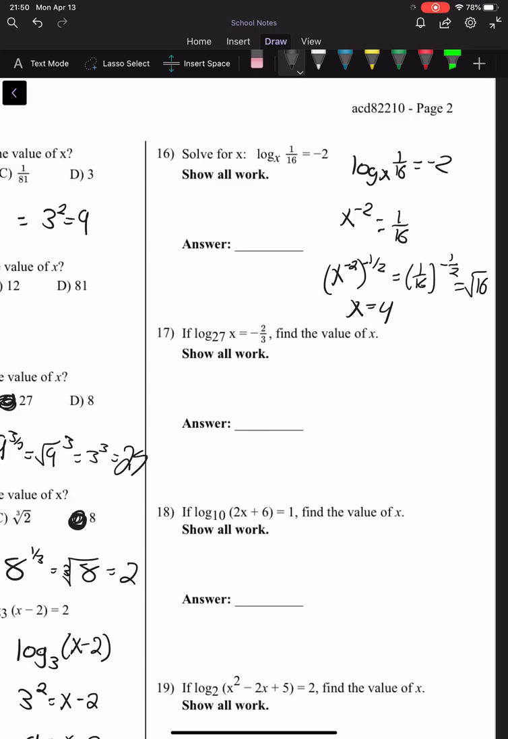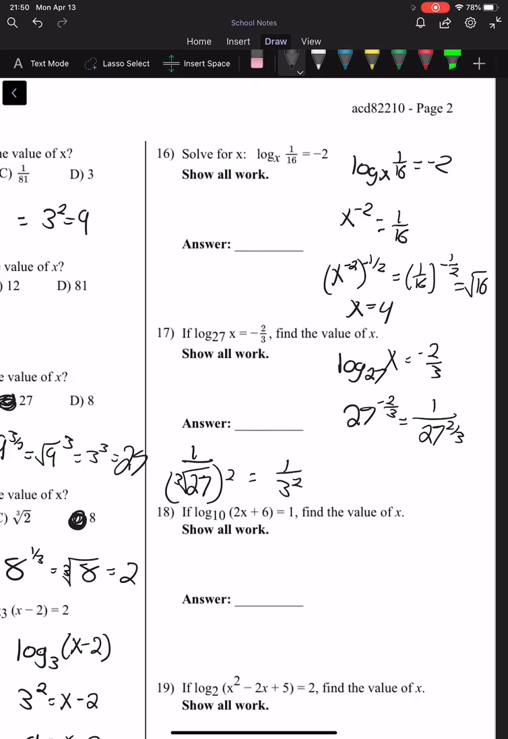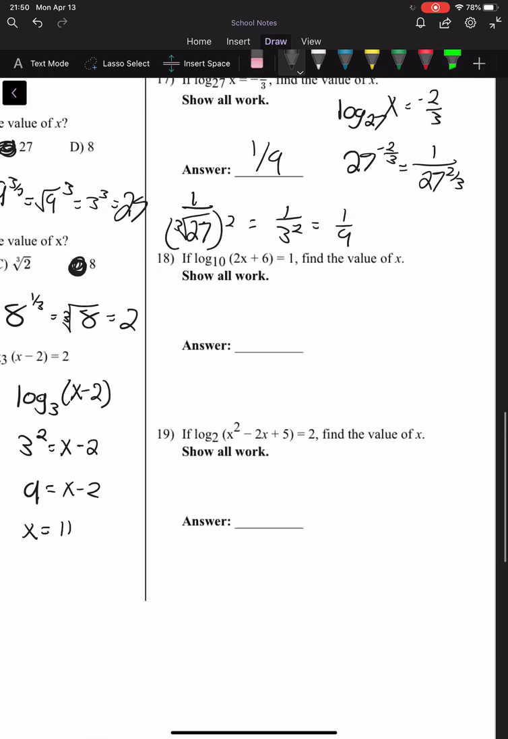Number 17, we have log base 27 of x equals negative 2 over 3. So 27 to the negative 2 over 3 power is equal to 1 over 27 to the 2/3 power, which ends up being the cube root of 27 squared. So that is 1 over 3 squared. So that is 1/9. And that's our answer for 17.